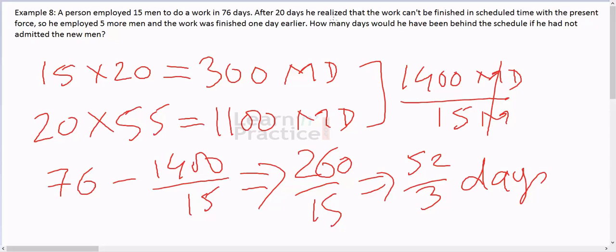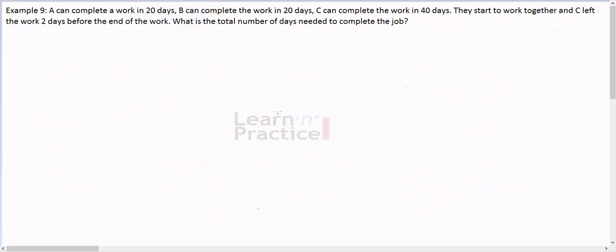Now let's move to question number 9. A can do a work in 20 days, B can complete the work in 20 days, C can complete the work in 40 days. They start to work together and C left the work 2 days before the end of the work. What is the total number of days needed to complete the work? Well, let's consider that the work was completed in X days, and A and B worked till the end. So A worked for X days, B worked for X days.